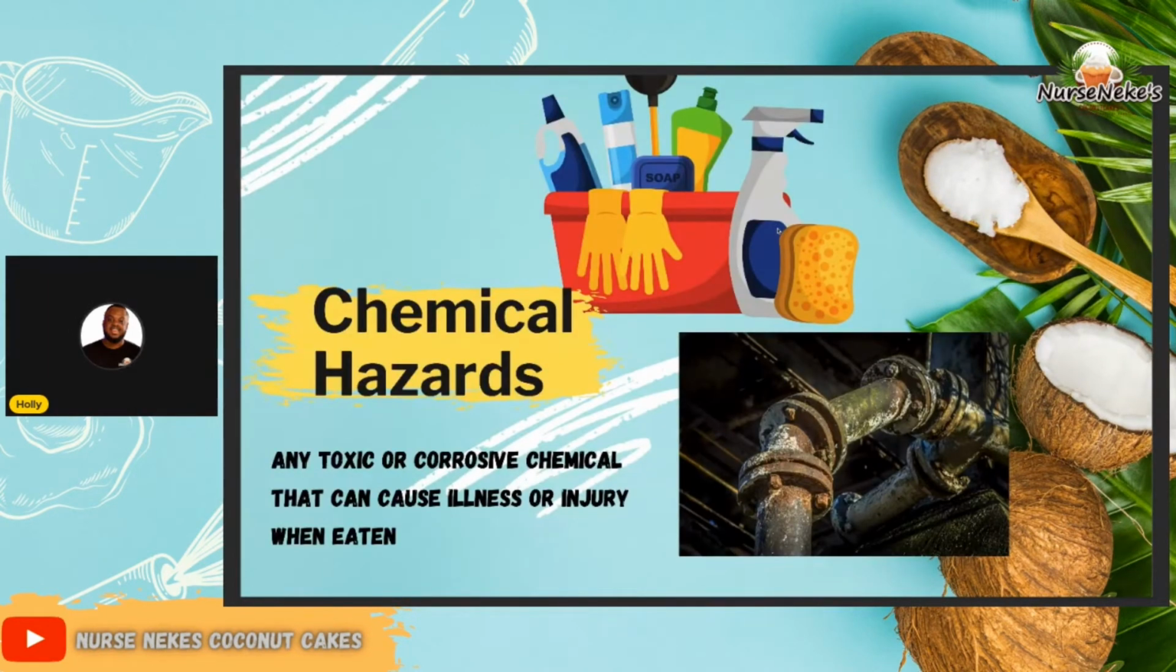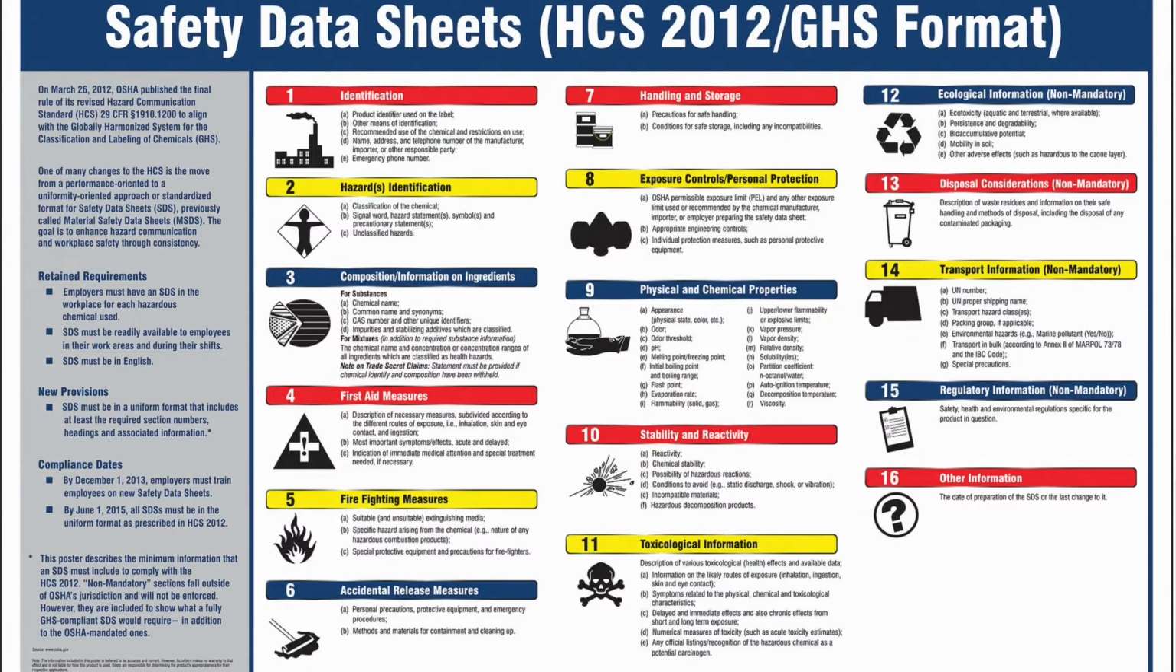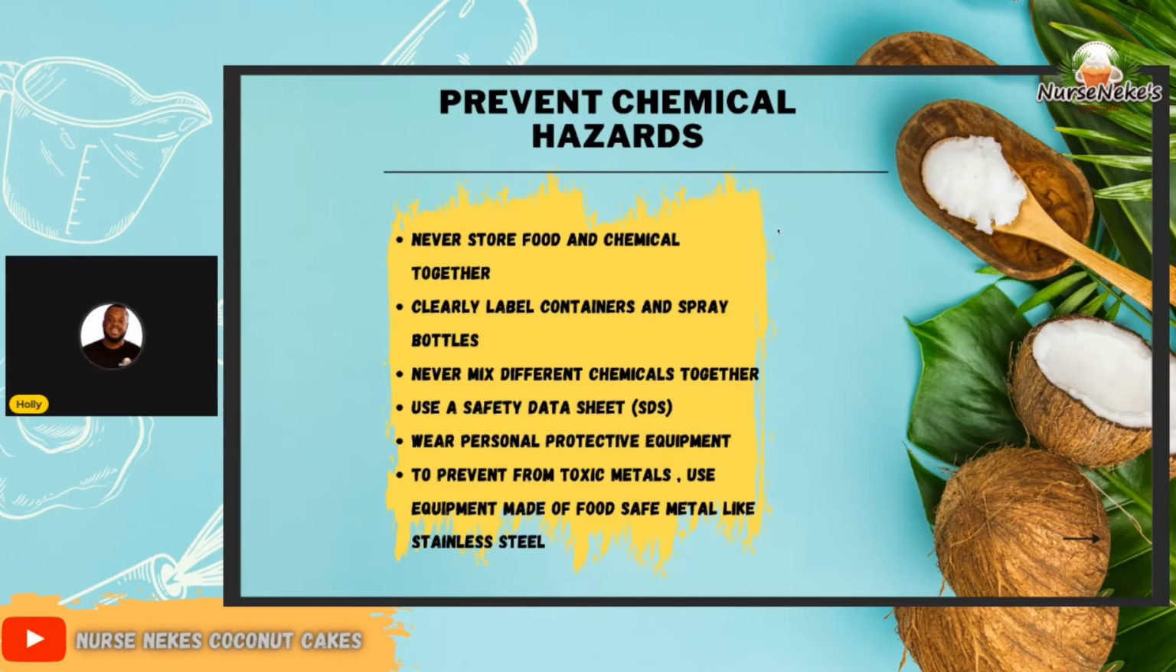Chemical hazards. Chemical hazards are any toxic or corrosive chemicals that can cause illness or injuries when eaten. To prevent chemical hazards, never store food and chemicals together. You want to clearly label chemicals in spray bottles. Never mix different chemicals together. Use a safety data sheet. Wear personal protective equipment, also known as PPEs.